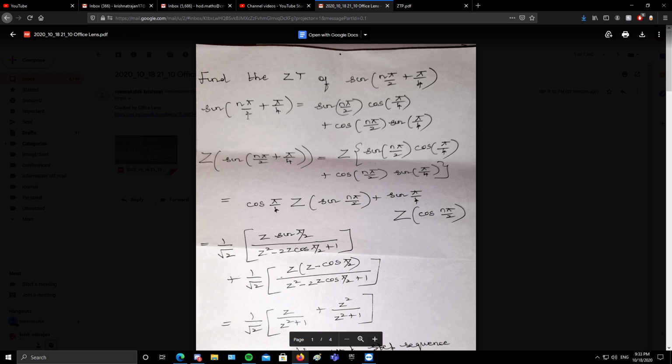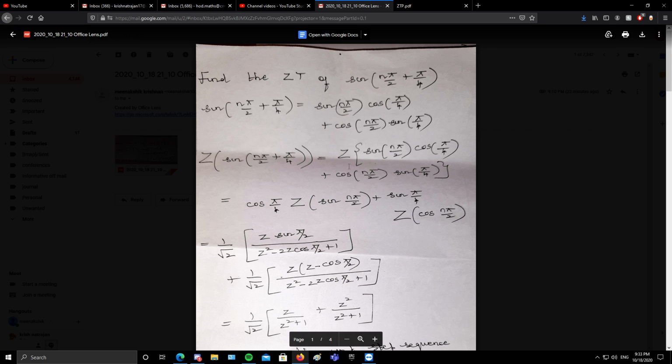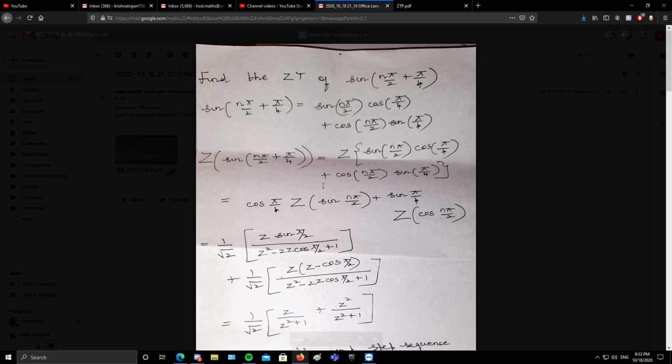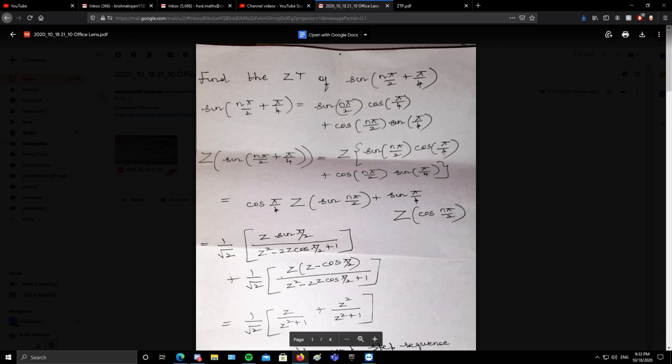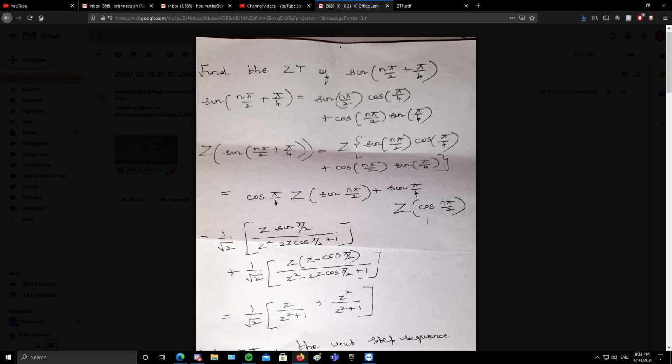So sine of n pi by 2 plus pi by 4 is sine n pi by 2 cos pi by 4 plus cos n pi by 2 sine pi by 4. Then take transform on both sides. So you don't have a product rule here. Cos pi by 4 and sine pi by 4 are constants, so the constants are taken out. The transform is only for the nth term. I repeat, cos pi by 4 and sine pi by 4 are constants. You know that it is 1 by root 2.